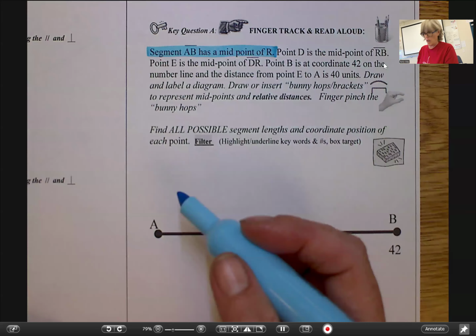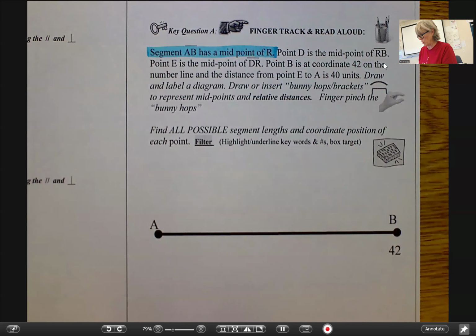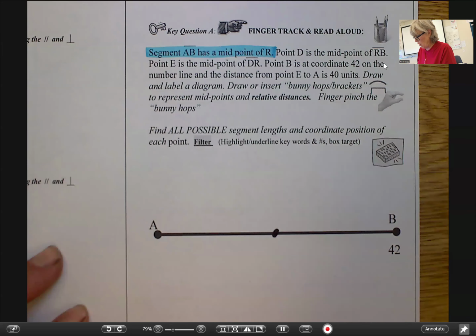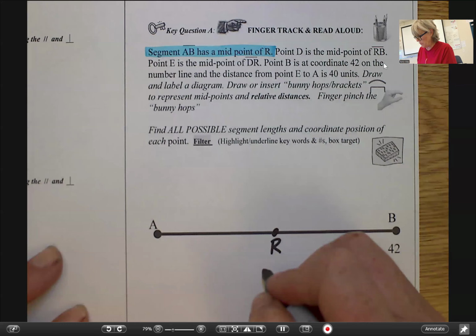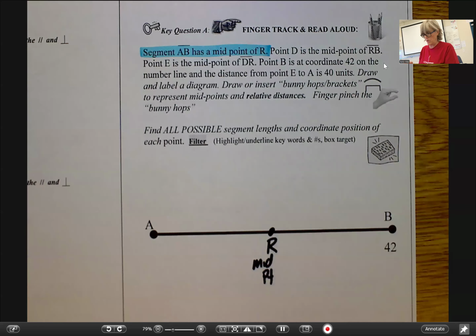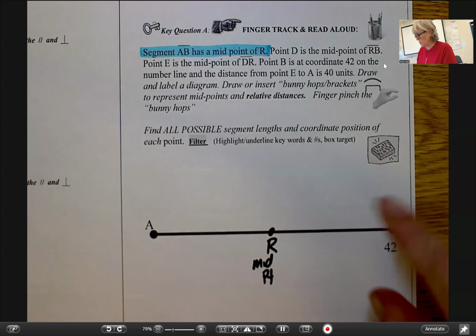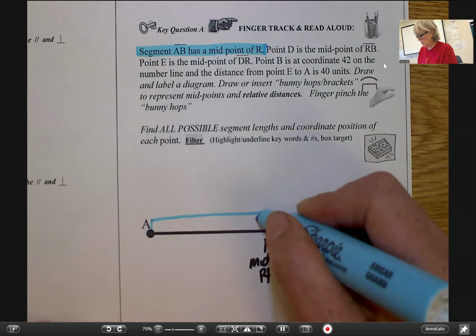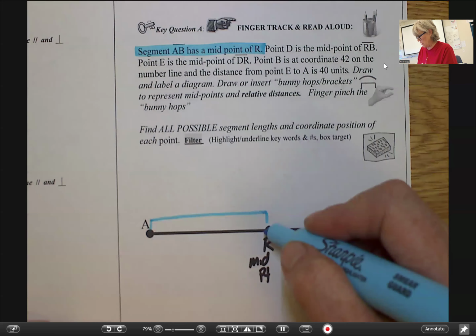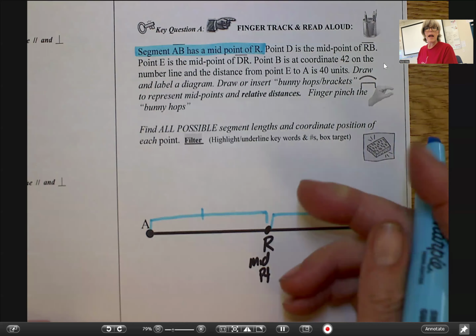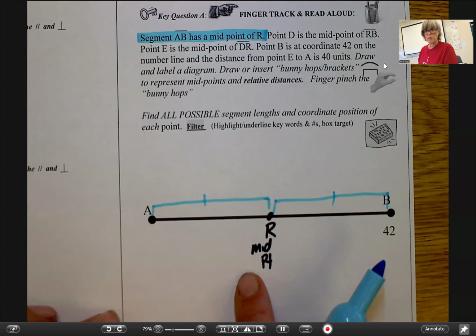Segment AB has a midpoint of R. So here's AB, midpoint of R. So R is a midpoint of AB, which means, again, it said use bunny hops or brackets, that this distance, A to R, and R to B, has to be equal because of that midpoint.